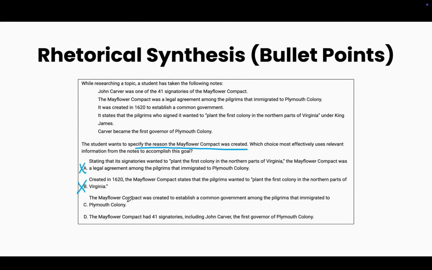Choice C: The Mayflower Compact was created to establish a common government among the Pilgrims who immigrated to Plymouth Colony. Yes, this clearly gives the reason why it was created, to establish a government. Okay, choice D: The Mayflower Compact had 41 signatories, including John Carver, the first governor of Plymouth Colony. This just lists names, not the purpose. Therefore, choice C is correct.